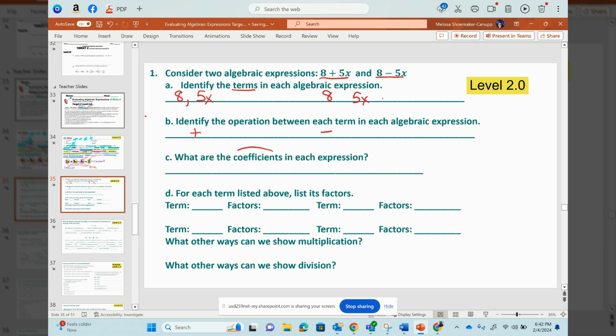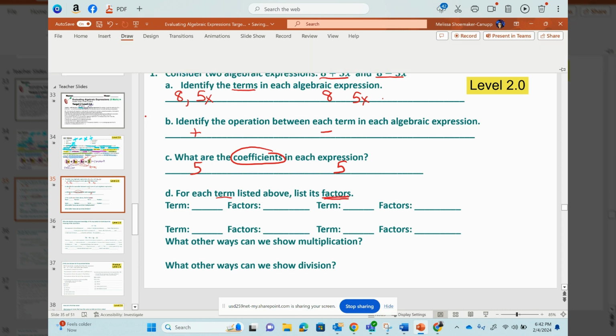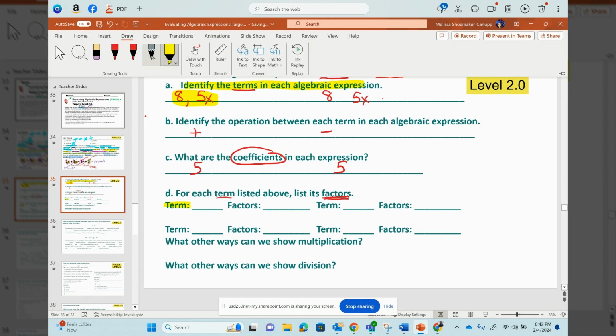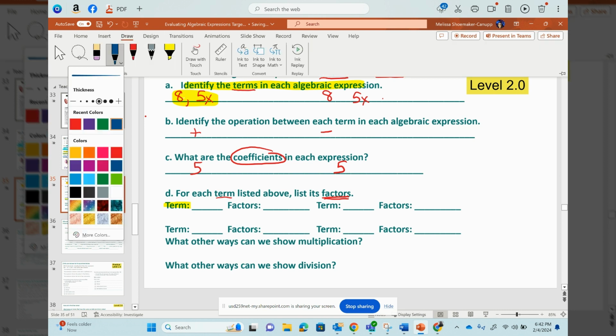Where are the coefficients? Remember, the coefficients are what's being multiplied to the variable. So we can see that they are 5. For each term listed above, list its factors. Okay, so we're going back up to the terms. Here are the terms. I'm going to start out with 8 and 5x. Okay, so my first term, I kind of want to switch colors here. I'm going to start with 8.